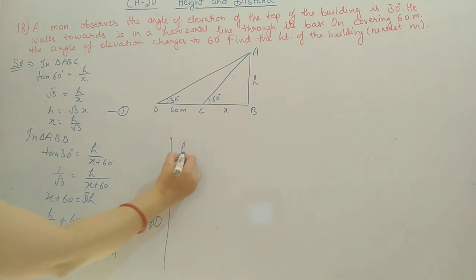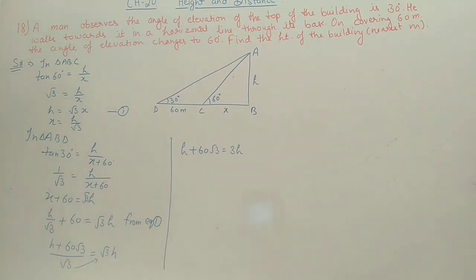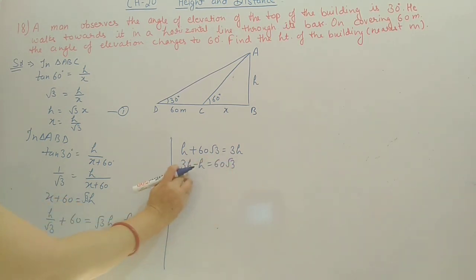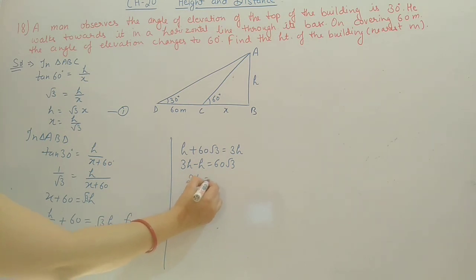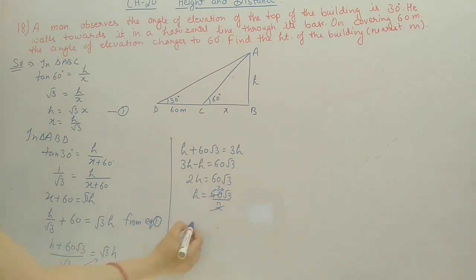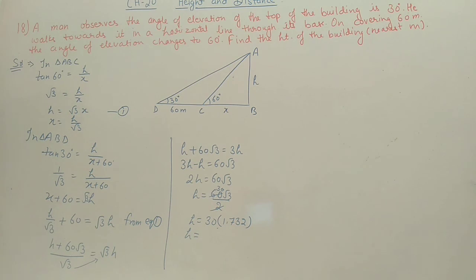Then we will get h plus 60 root 3 is equal to 3h. Shift this h also another side. Three h minus h is equal to 2h is equal to 60 root 3, or h is equal to 60 root 3 by 2. From 2 you can cancel. H is equal to 30 root 3, value of root 3 is 1.732. So multiply it with 30, you will get 51.963.